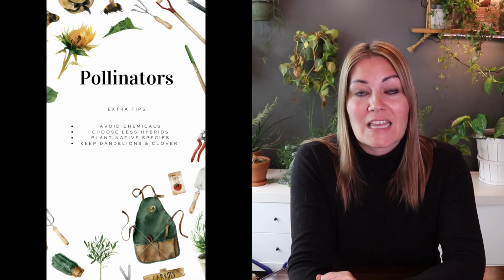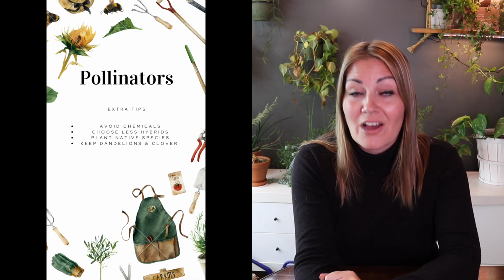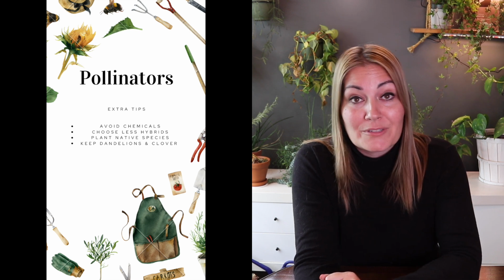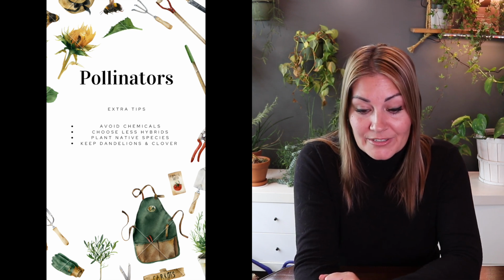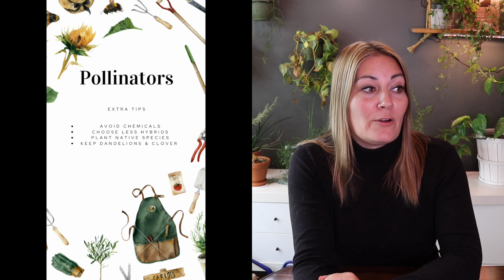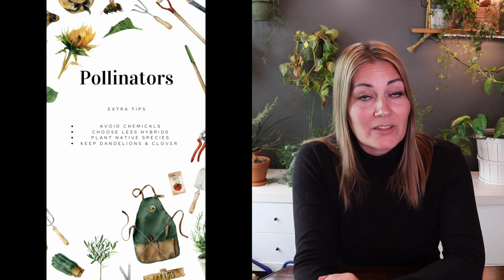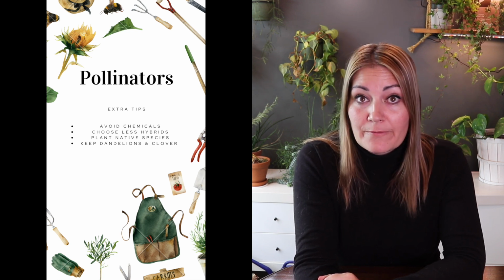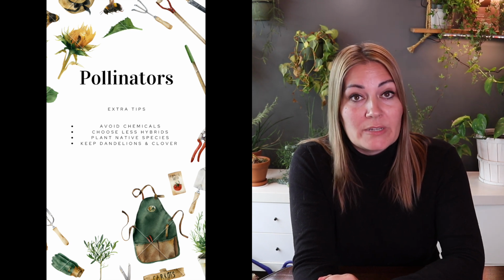Some more tips in order to make sure that your yard is a good site and habitat for these pollinators would be to avoid chemicals. Obviously, anything that you're killing is not going to be conducive to creating a nice ecosystem or habitat for these pollinators. Choose fewer hybrids. Some of these plants that we are getting that are maybe a cultivated variety or a hybrid can make it a little bit confusing or a little bit more difficult for our pollinators, right? They want a specific plant.